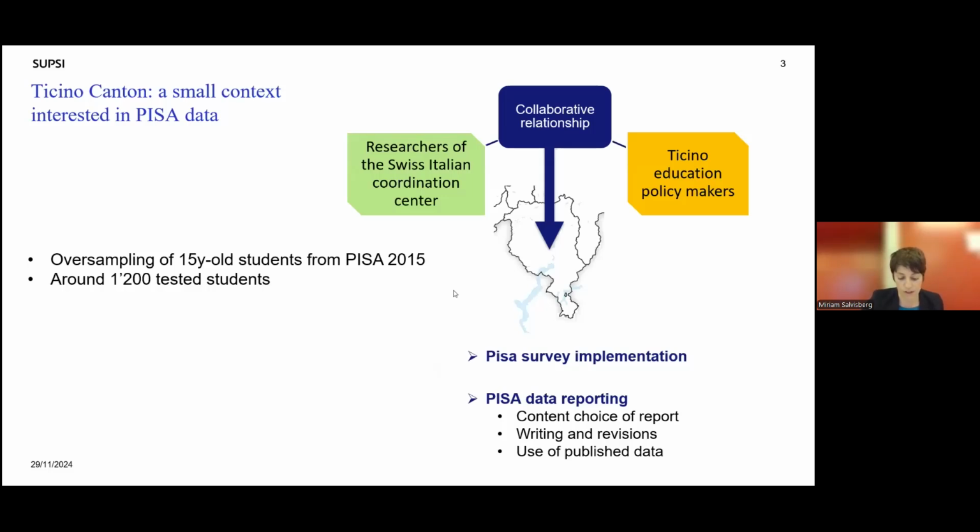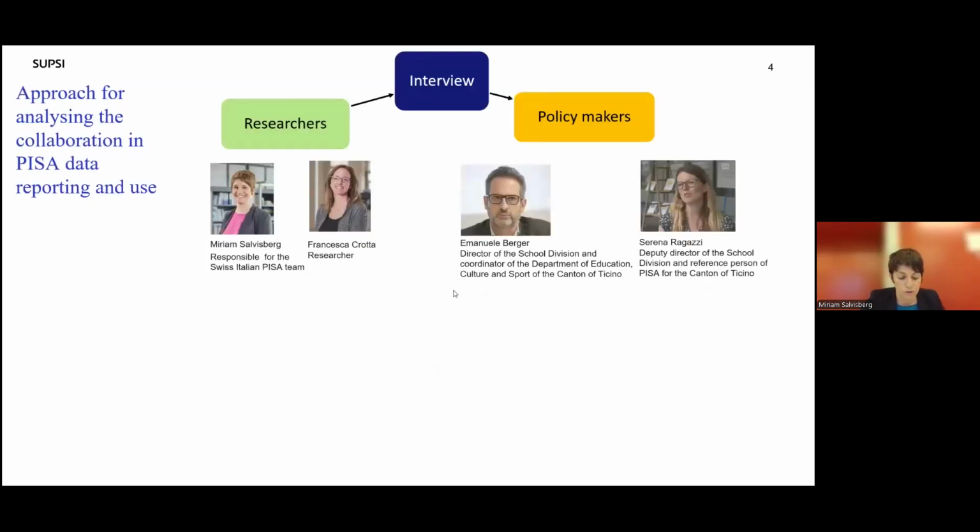Today, we will focus on the collaboration in 3 activities related to the PISA data reporting phase: the content choice of the report, the writing and revision of the report, and the use of published data. Our approach to analyze the collaboration focused on comparing researchers' and policymakers' perspectives on PISA data reporting activities. Therefore, we interviewed our main partners, and specifically Emanuele Berger, Director of the School Division and Coordinator of the Department of Education, and Serena Ragazzi, Deputy Director of the School Division, who is also the reference person of PISA for the Canton of Ticino.